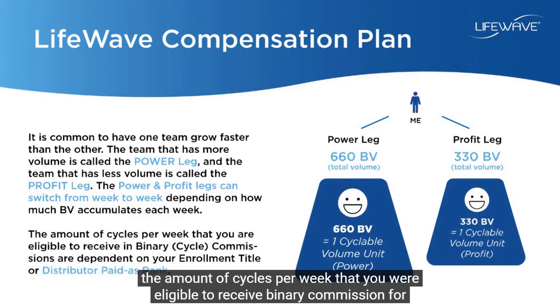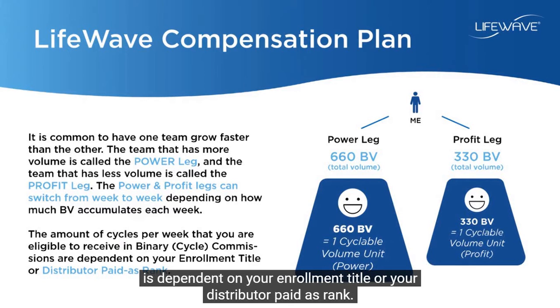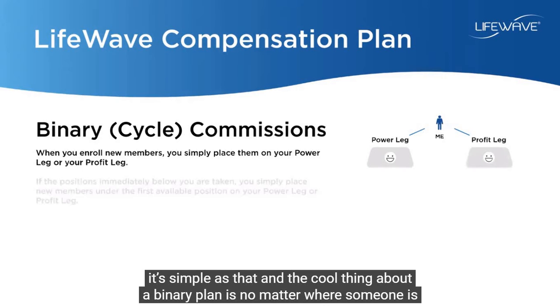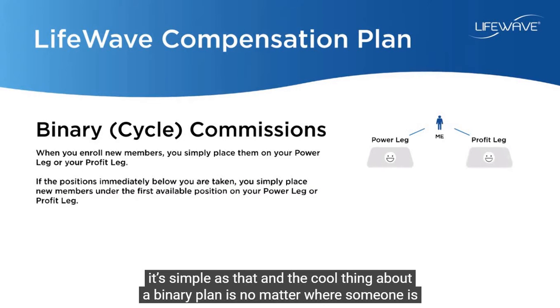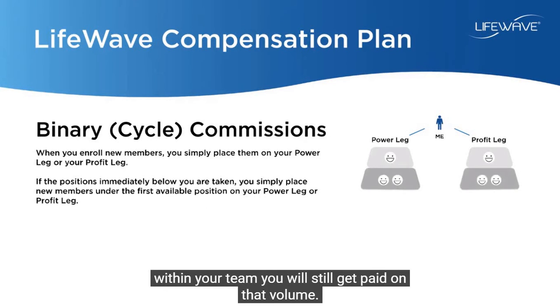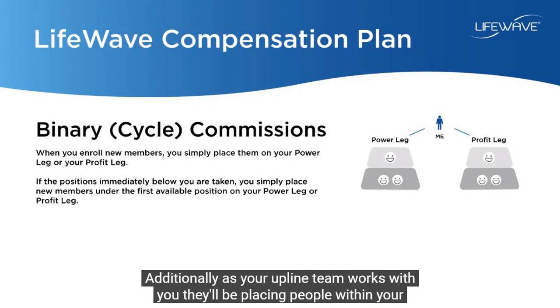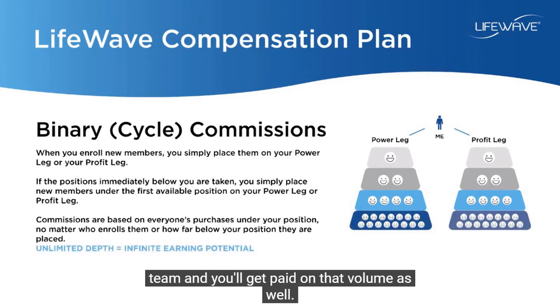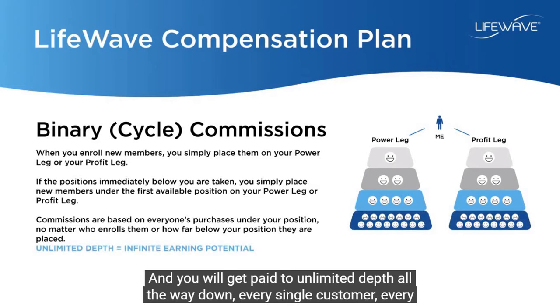The amount of cycles per week that you are eligible to receive binary commissions for is dependent on either your enrollment title or your distributor paid as rank. When you enroll new members, you put them on either your power leg or your profit leg. It's as simple as that. And the cool thing about a binary plan is no matter where someone is within your team, you will still get paid on that volume. Additionally, as your upline team works with you, they'll be placing people within your team, and you'll get paid on that volume as well. And you get paid to unlimited depths all the way down.